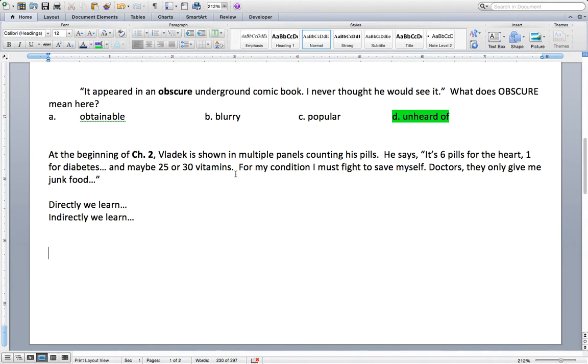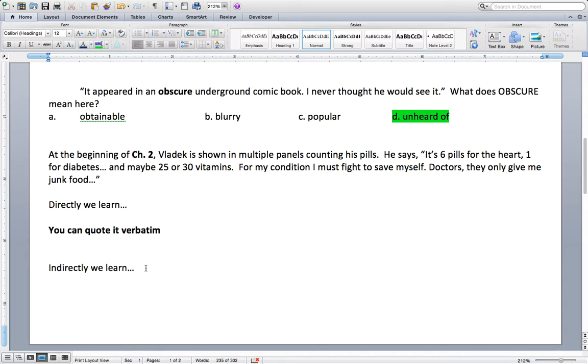At the beginning of chapter 2, Vladek is shown multiple panels counting his pills. 6 pills for the heart, 1 for diabetes, 25 or 30 vitamins. Directly we learn. Indirectly we learn. So anything that's direct, you can quote it pretty much verbatim. So directly we learn he takes 6 pills for his heart. He takes 1 pill for diabetes. We directly learned that because he told us. Things that are direct, those are your triangles in your essay plan.